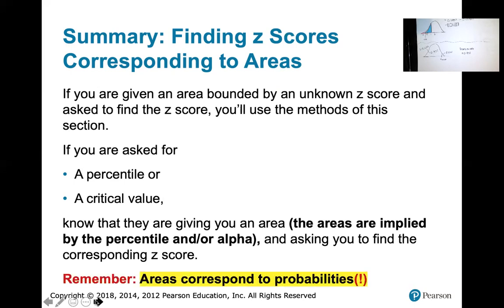Now remember, all areas correspond to probabilities. So instead of saying, I want this area, they might be asking for a z-score that separates the top 30% from the bottom 70% or something like that. They might actually list them in terms of probabilities rather than referring to them as areas. Areas and probabilities are the same thing when you're talking about a standard normal distribution.